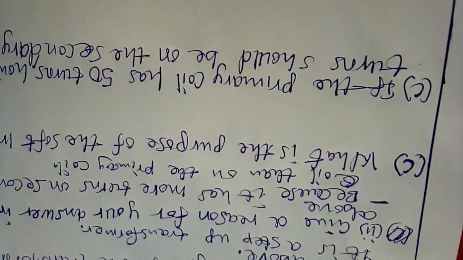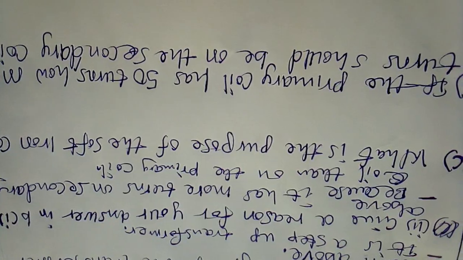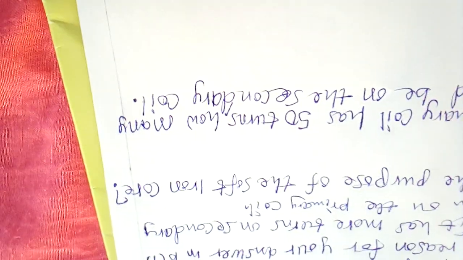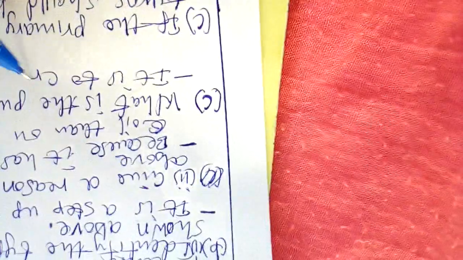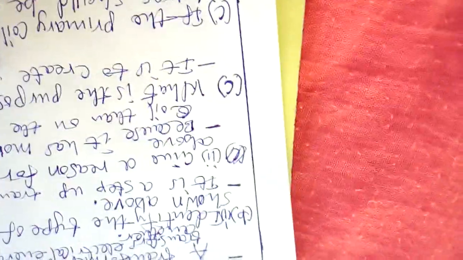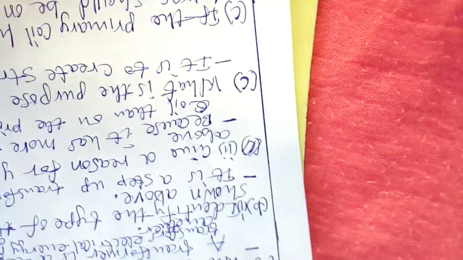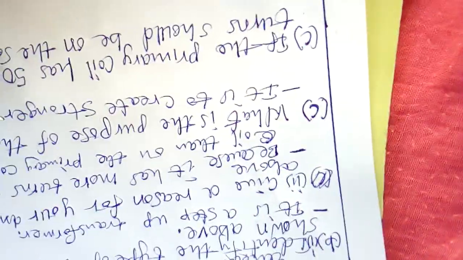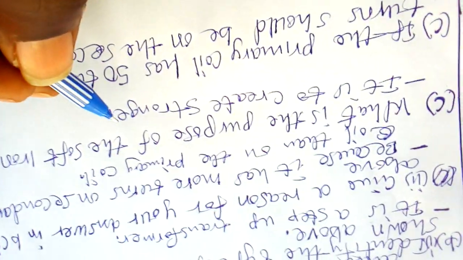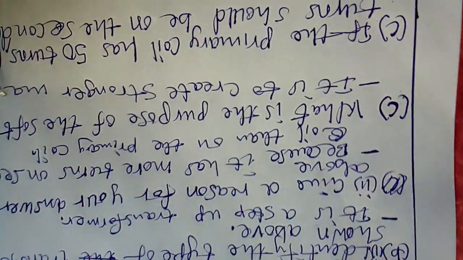Okay, let's go now to question C. Question C: what is the purpose of the soft iron core? Okay, so the purpose of the soft iron core is to create stronger magnetic fields.